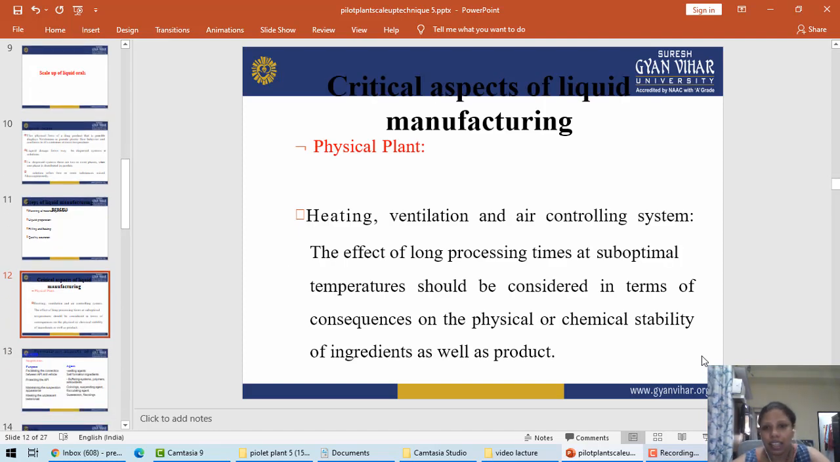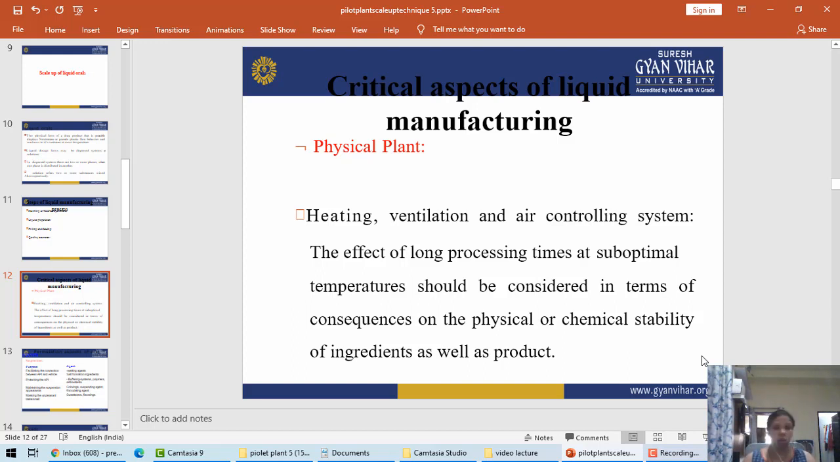So first is critical aspects of liquid manufacturing. First one is the physical plant. If we talk about the physical plant, the heating, ventilation and air conditioning system are the important things related to the physical plant.